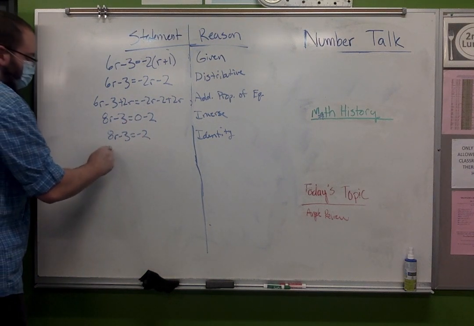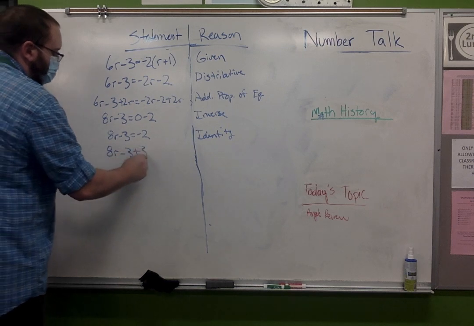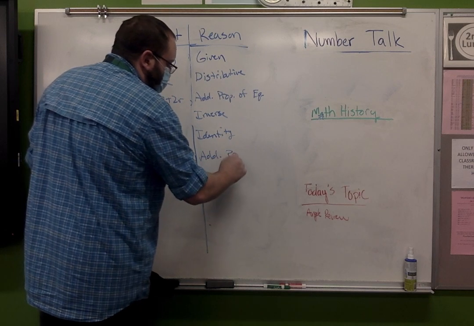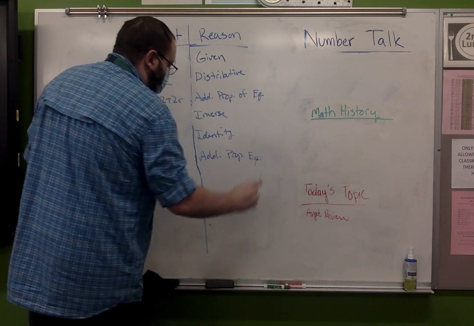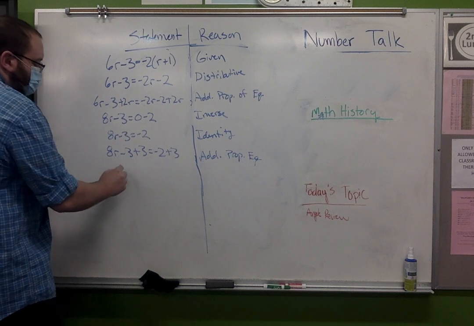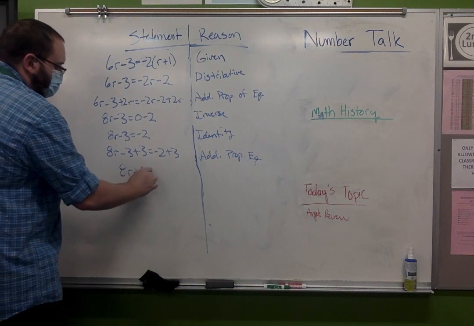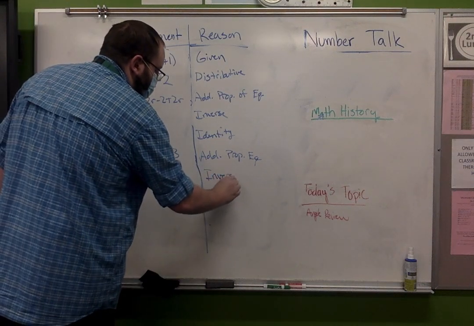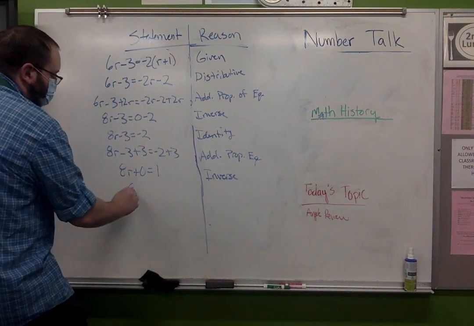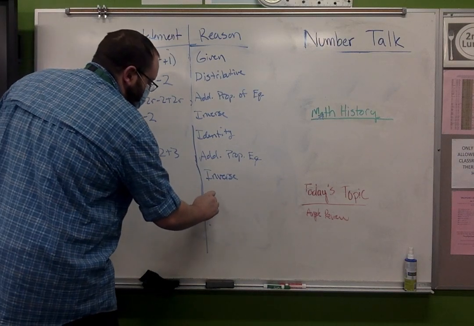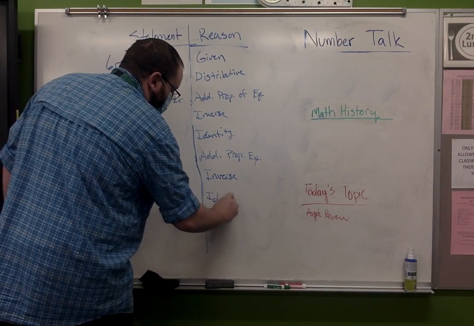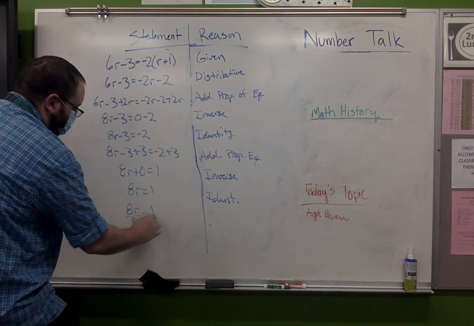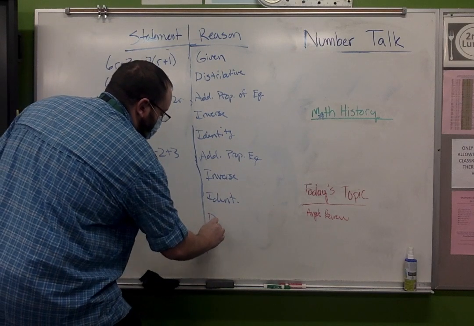I'm going to add 3 to both sides. So 8r minus 3 plus 3 equals negative 2 plus 3. That's the addition property of equality. Negative 3 plus 3 is 0, so 8r plus 0 equals 1. That's inverse. 8r plus 0 is just 8r. That is identity. Divide everything by 8. That's the division property of equality.